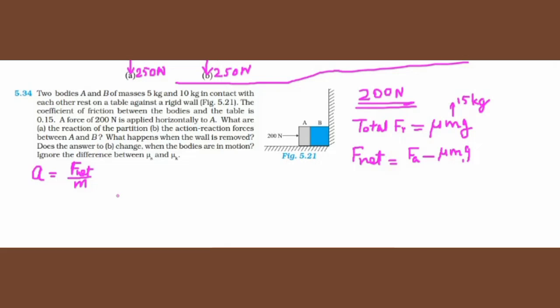Now next we consider how much friction is acting on object A. Only object A we consider. Friction on object A is equal to again mu mg, but you have to take the mass of object A. So you have to take mu mg of object A.